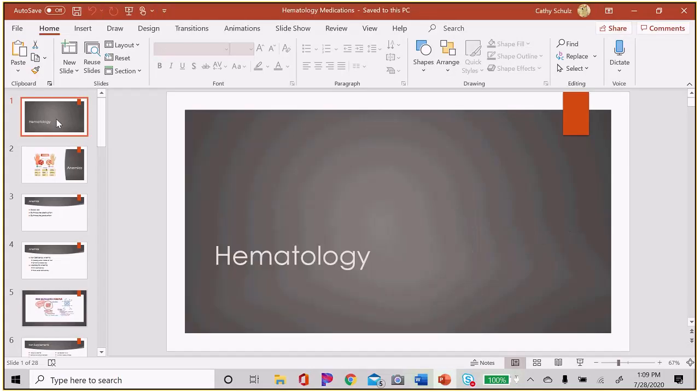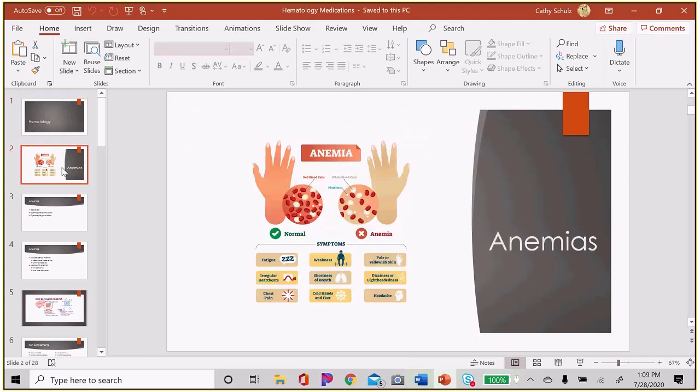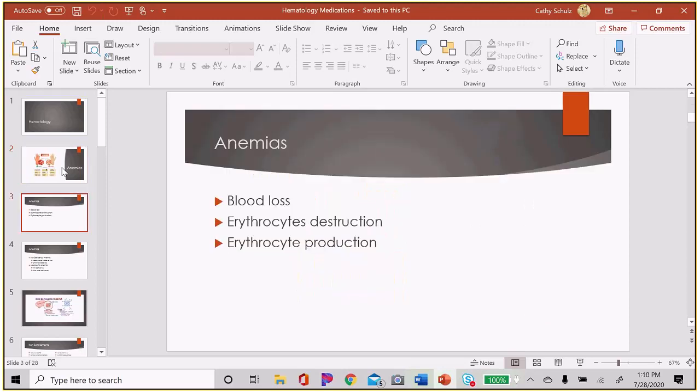Okay, so the first part of this lecture, we're going to go through types of anemias, and not all of them, obviously, just two main ones that you may encounter that you would give treatment for.